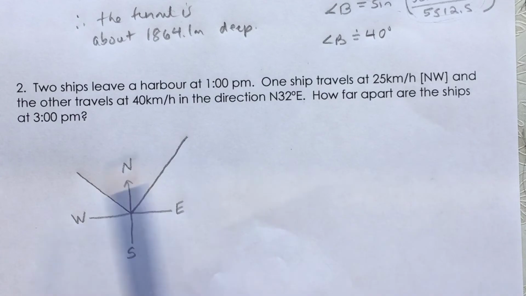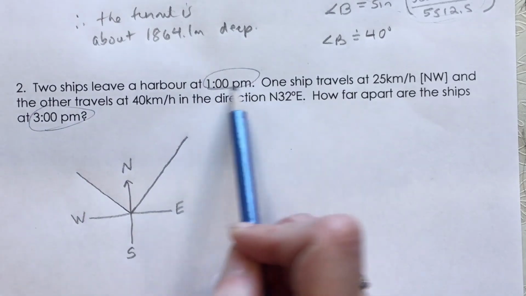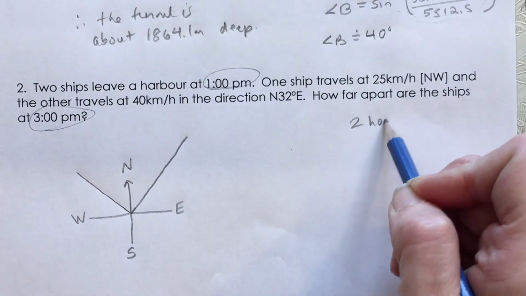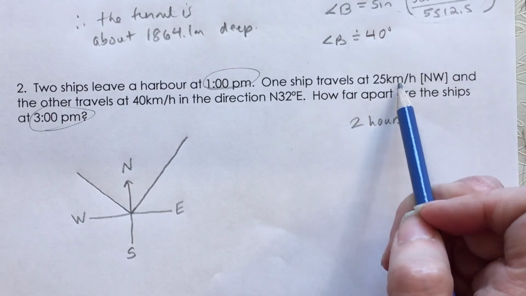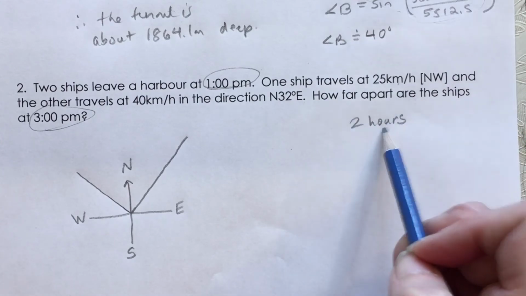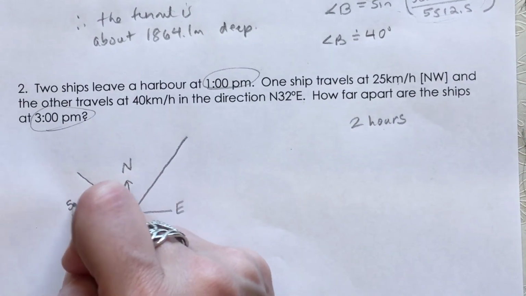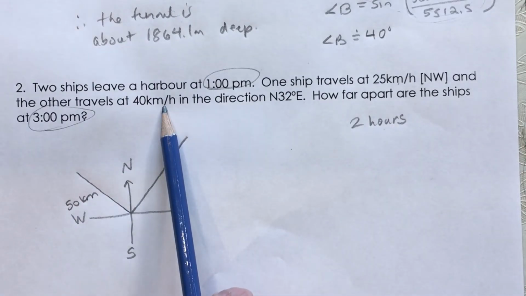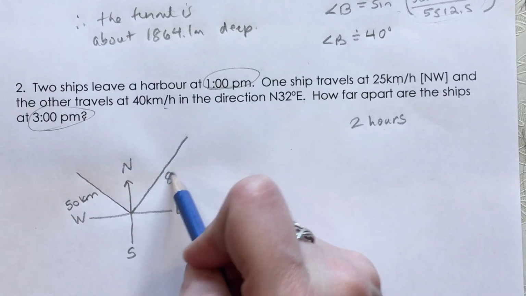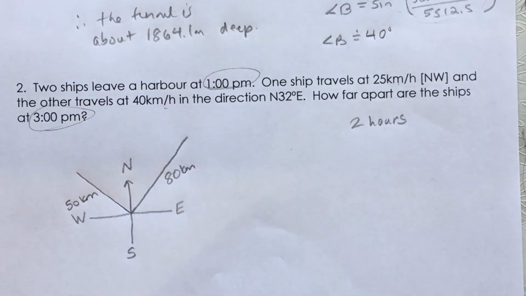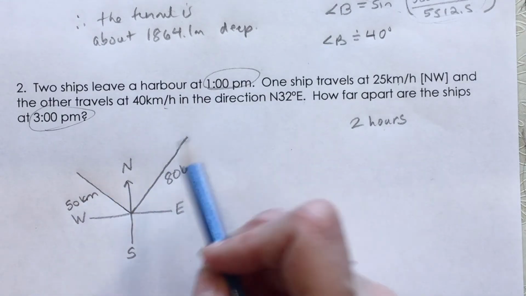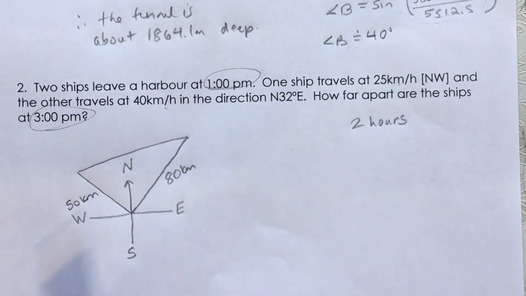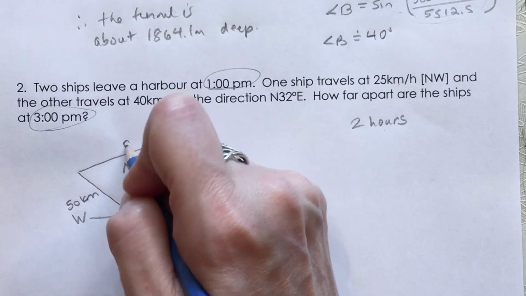So how far apart are the ships at 3? So from 1 p.m. to 3 p.m. is 2 hours. So the first ship went 25 kilometers in 1 hour, so in 2 hours it's going to go 50 kilometers. The second goes 40 kilometers in 1 hour, so it's going to go 80 kilometers in 2 hours. And then we want to know the distance between them, so that we'll call that little d here.